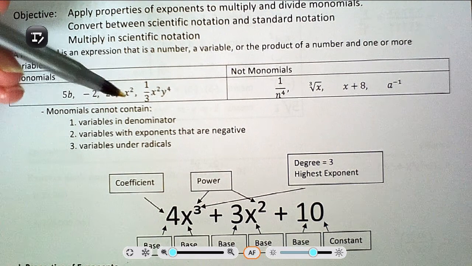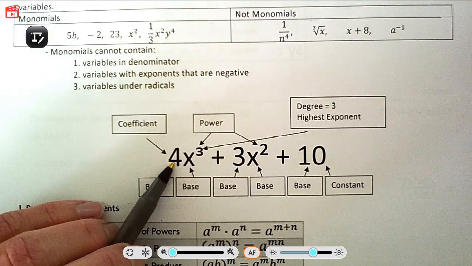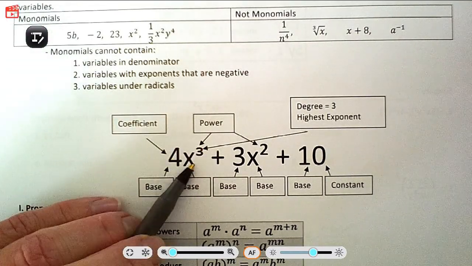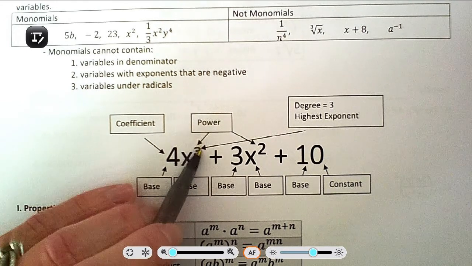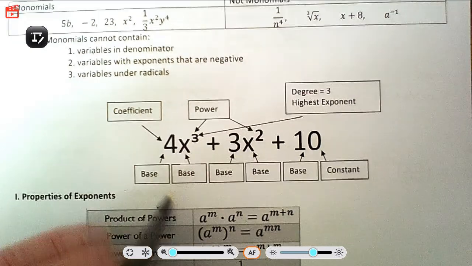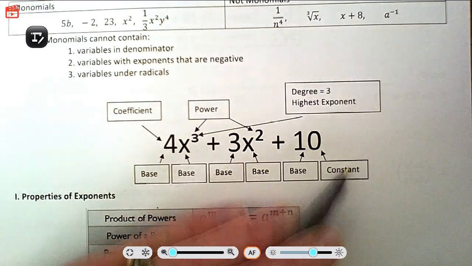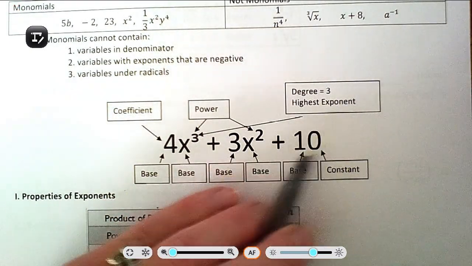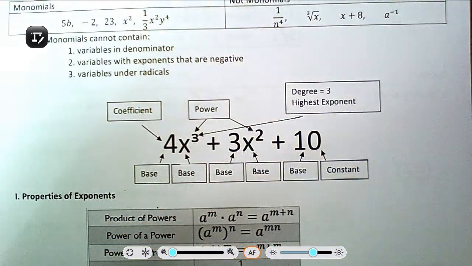Okay, so let's break down some terms here. A coefficient is the multiplier in front of a variable. The power is the value that it's being raised to. If it's x to the third, that means x times x times x. And these are all called bases. Okay, the last one without any variable is called a constant.